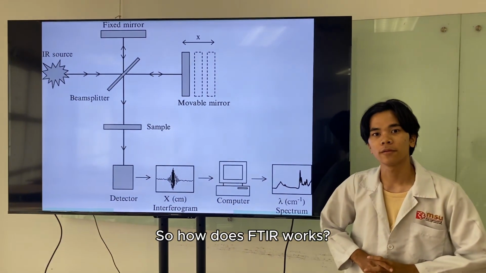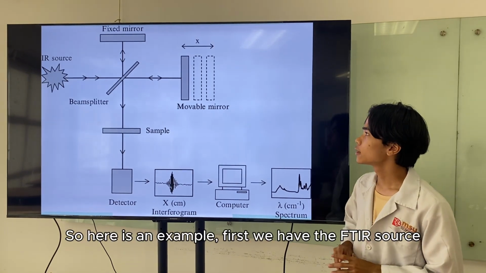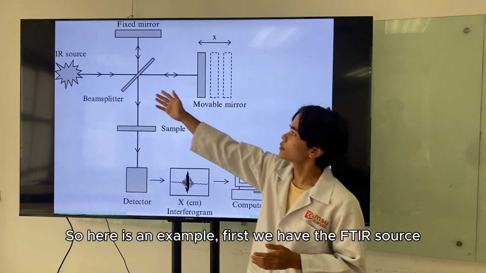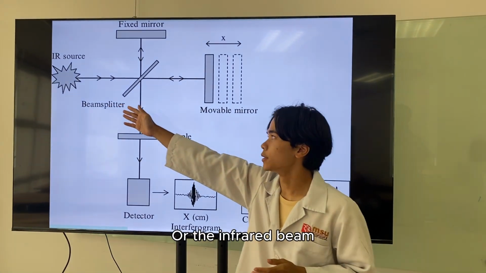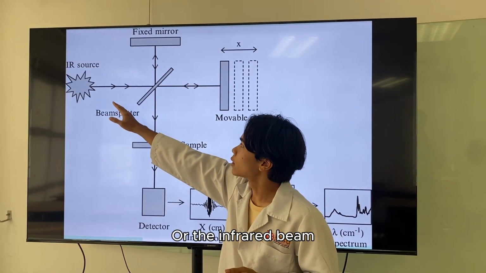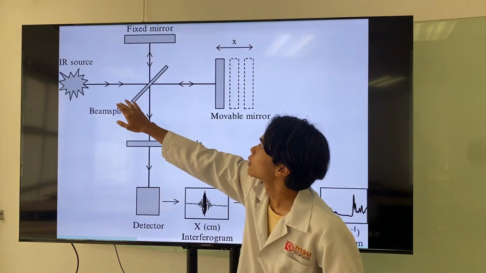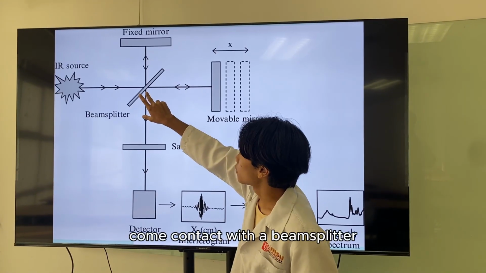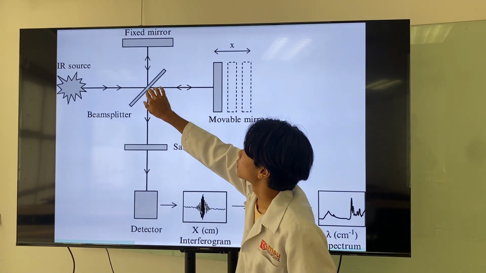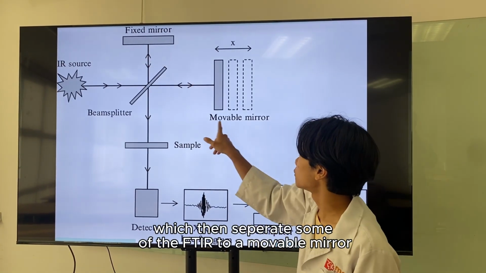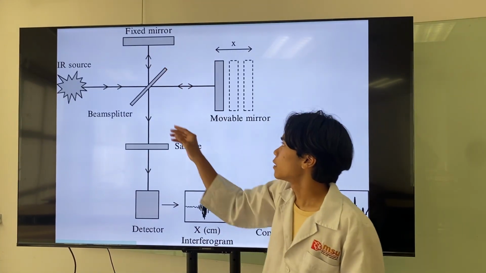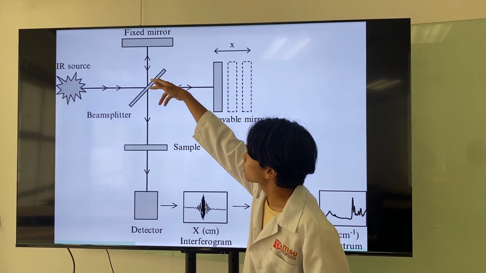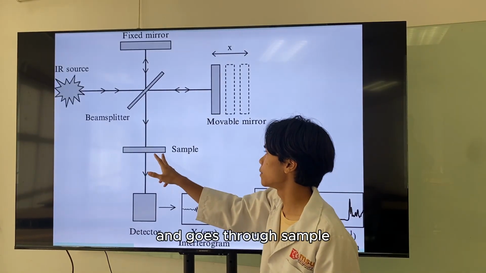Okay, so how does FTIR work? So here is the example. First, we have the FTIR source, the infrared emitted from the FTIR, which then comes into contact with the beam splitter, which then separates some of the infrared to a moving mirror and a fixed mirror, which then come back to the beam splitter and go through the sample.